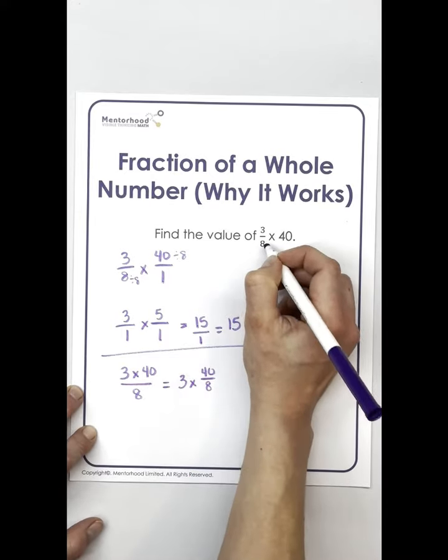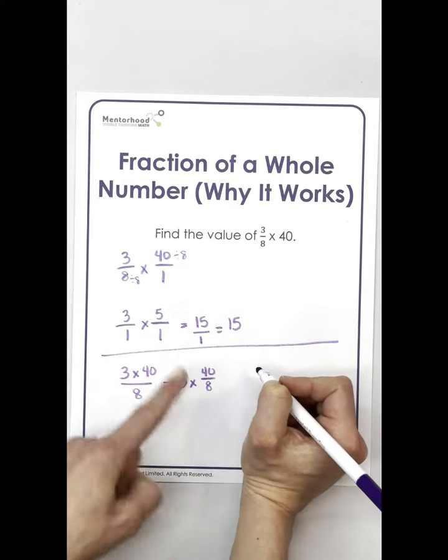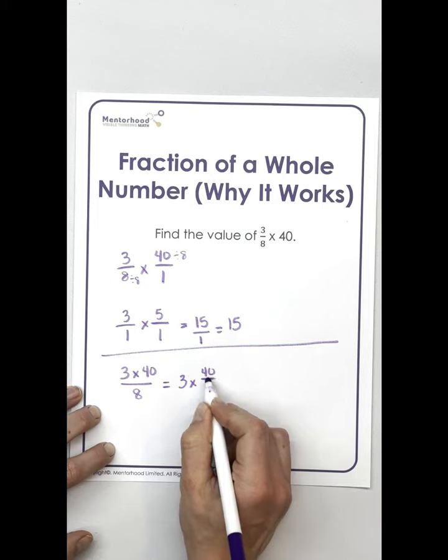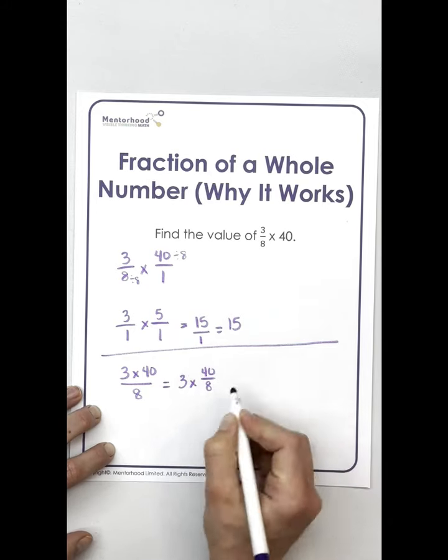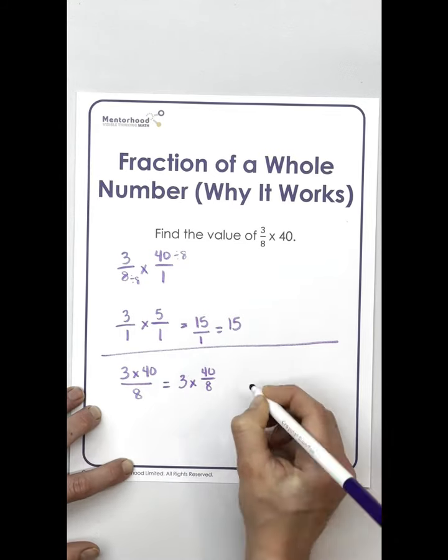Okay, so what does this do? If I want 3/8 of 40, one thing I can think about is that I want 1/8 of 40, and then I want to take 3 of them. So how do I get an eighth of 40? Well, I take 40 and I divide it by 8. So that's what I have here. I have 40 over 8, 40 split into 8.